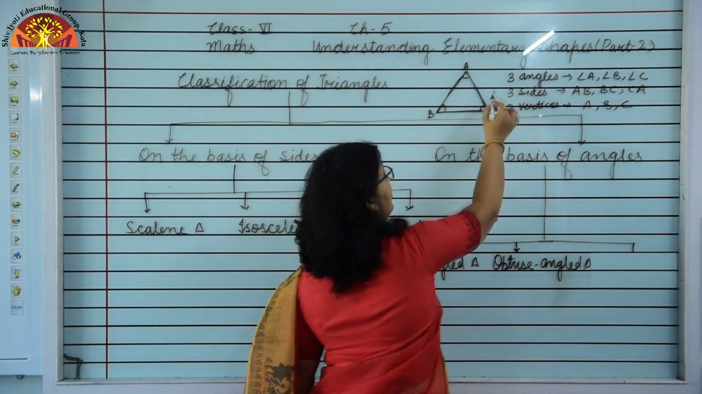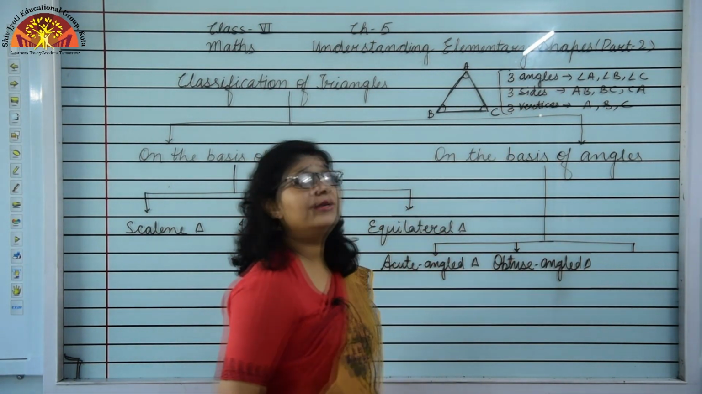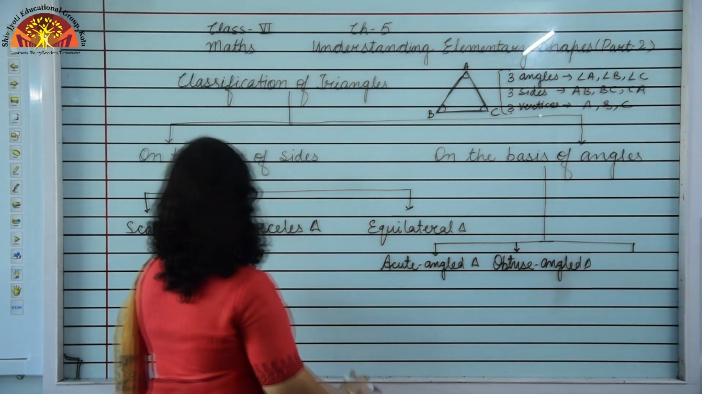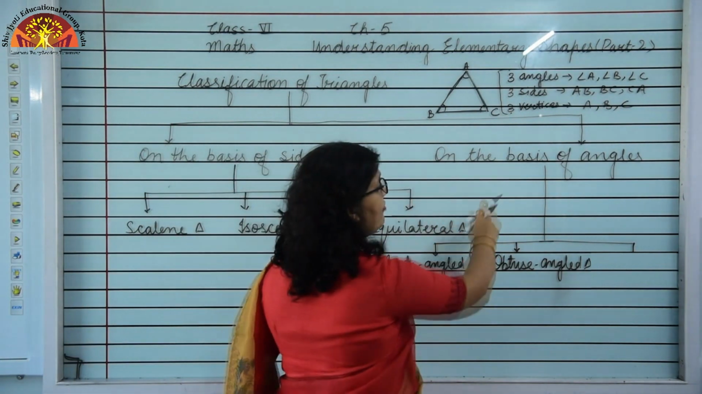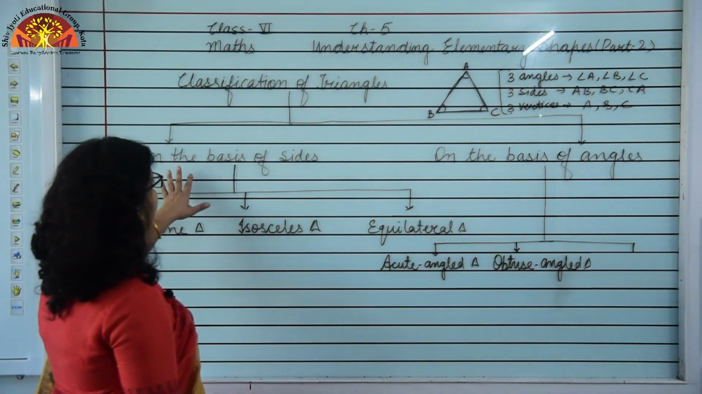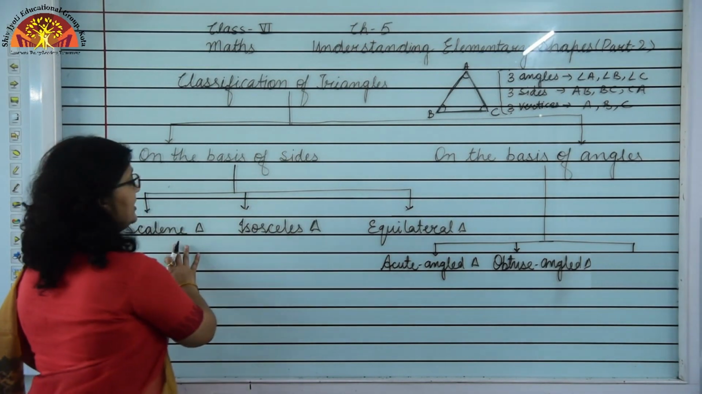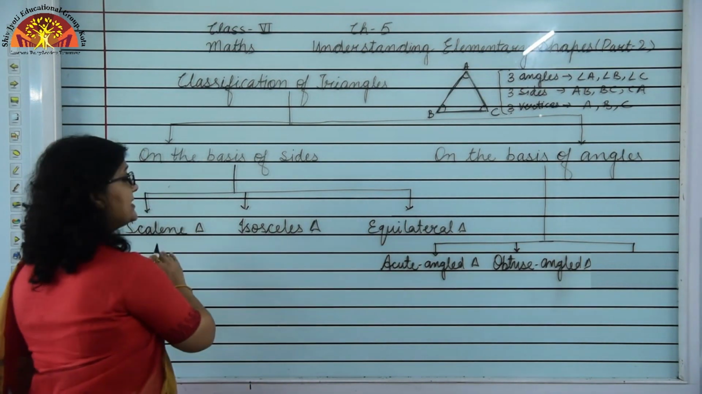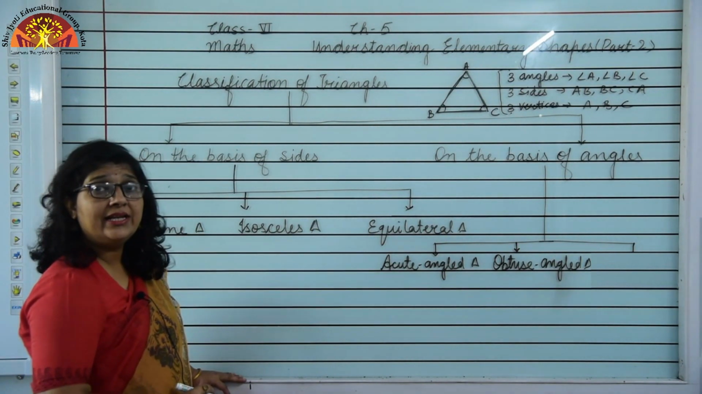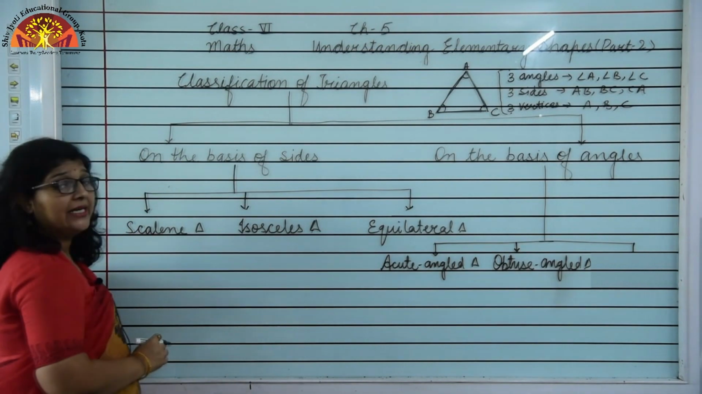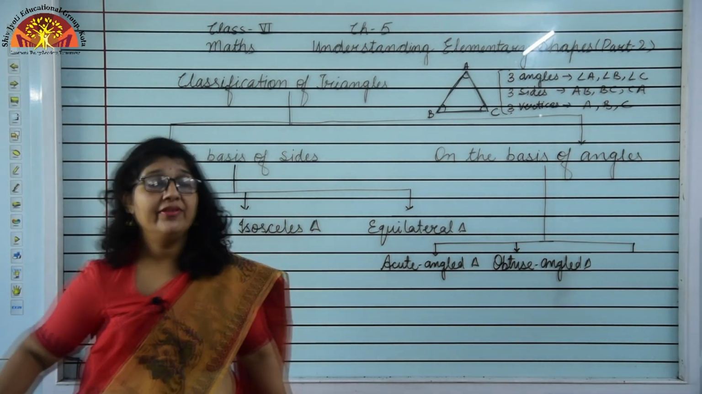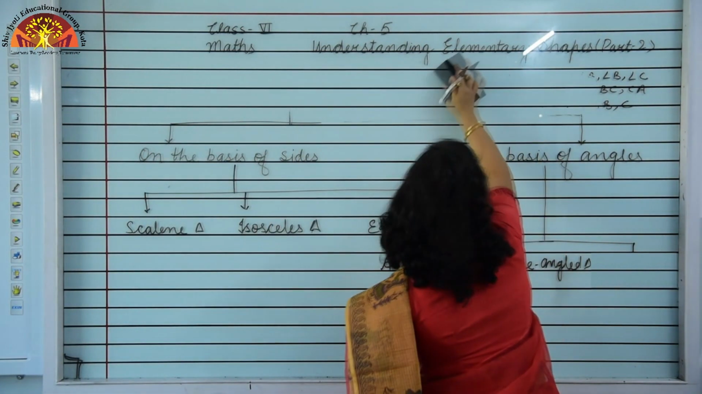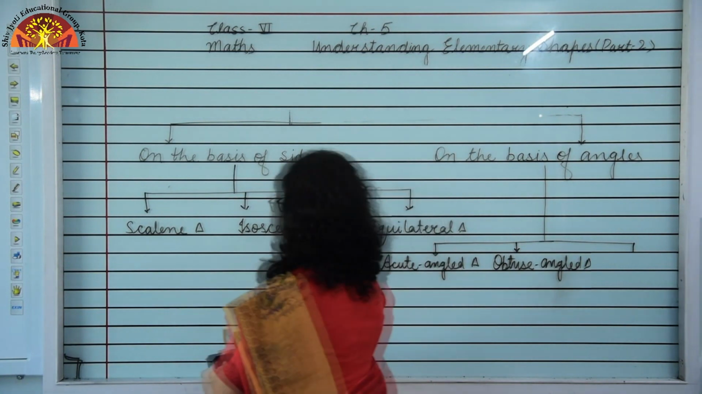Understood? These are the parts of a triangle, but all triangles are not the same. We divide triangles on the basis of sides and on the basis of angles. On the basis of sides we categorize scalene triangle, isosceles triangle and equilateral triangle. Now what is a scalene triangle? In a scalene triangle we have all sides unequal, all sides different.